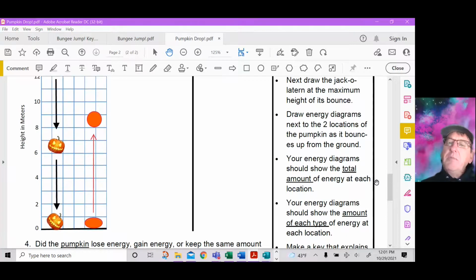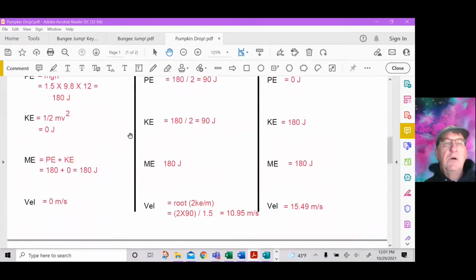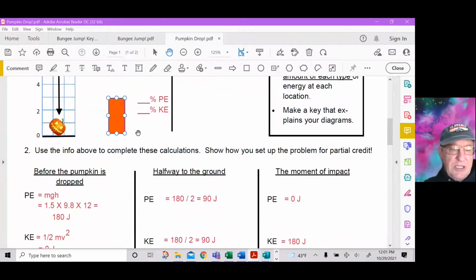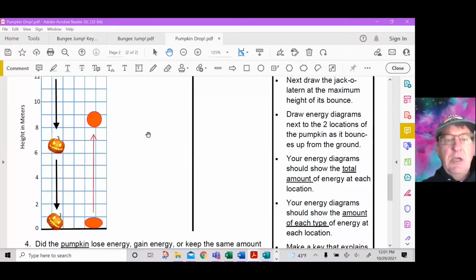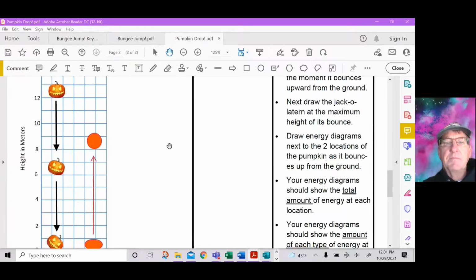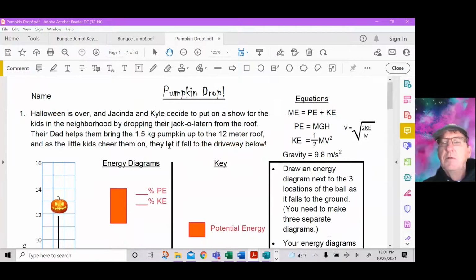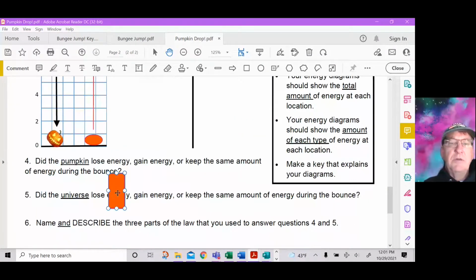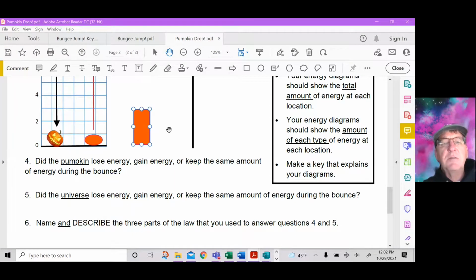Let's see. I'm going to draw energy diagrams next to the 2 locations of the pumpkin, here at the ground and here at the bounce. Now I know that it has the same energy at the beginning of the bounce that it had at the end of the bounce. So I'm going to copy this energy diagram from the beginning of the bounce, and I'm going to paste it over here. Where did that go? There it is. I knew I pasted it. Sometimes it pastes it off your screen where you can't see it. So here it is at the beginning of the bounce.